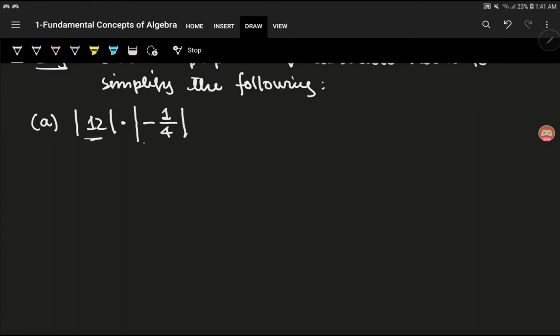you can either evaluate the values of each absolute value here. So we evaluate the first absolute value, the absolute value of 12. It's just 12, multiplied by the absolute value of negative 1 over 4. The absolute value of a negative number is just the positive value of the number itself. So the absolute value of negative 1 over 4 is 1 over 4. And then we have the answer: 12 divided by 4 is 3.